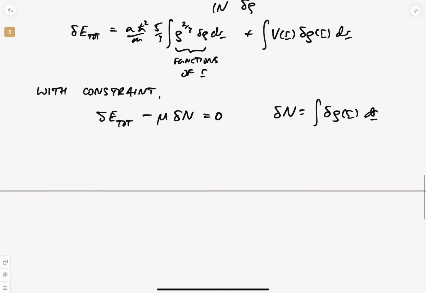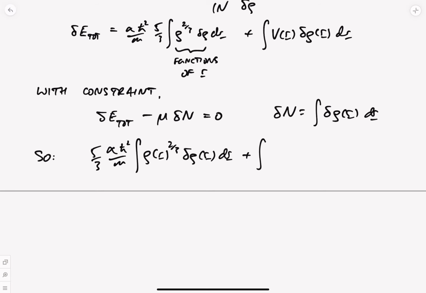So if we now combine that into an overall statement, what we say is the following. 5/3 alpha h bar squared over m integral rho of r to the 2/3 delta rho of r dr plus the integral of v of r minus mu, those are both multiplied by delta rho of r dr, must equal 0. That's the condition to find the ground state of this system.